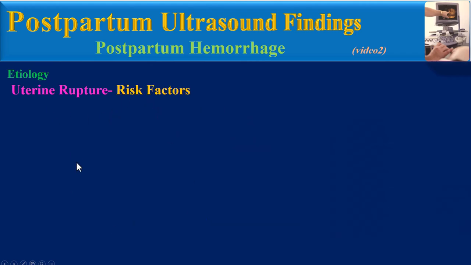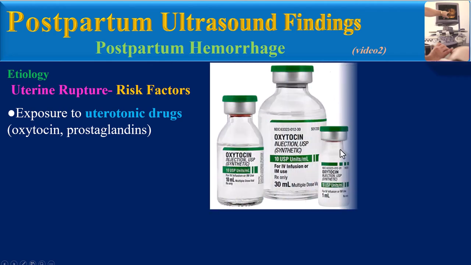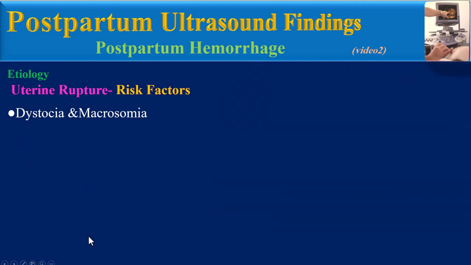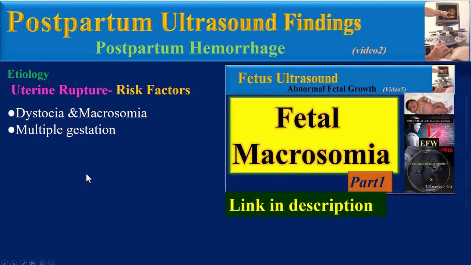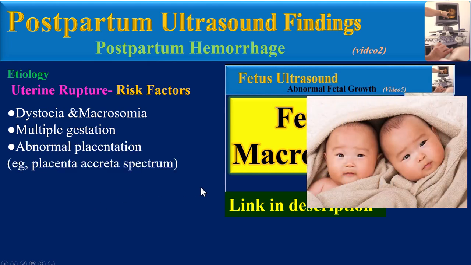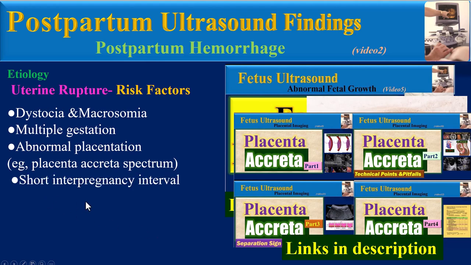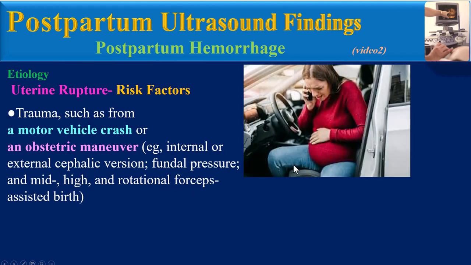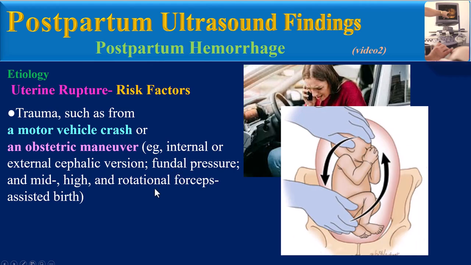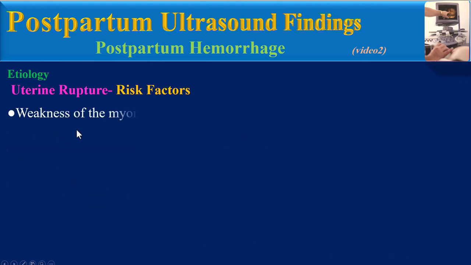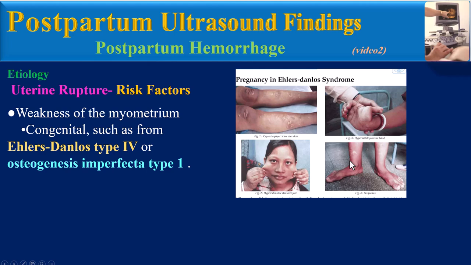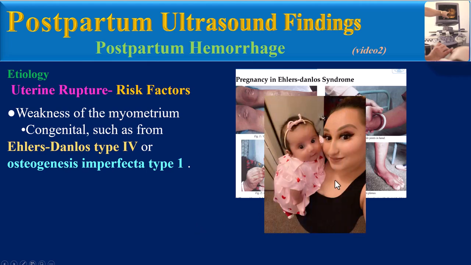What are the risk factors for uterine rupture? There are many risk factors, for example, exposure to uterotonic drugs, high parity, advanced maternal age, uterine anomaly, dystocia and macrosomia, multiple gestation, abnormal placentation, for example, placenta accreta spectrum, and short interpregnancy interval. Other risk factors include trauma, such as a car accident or an obstetric maneuver, for example, external cephalic version, and also weakness of the myometrium, which can be congenital, such as from Ehlers-Danlos type 4 or osteogenesis imperfecta type 1.